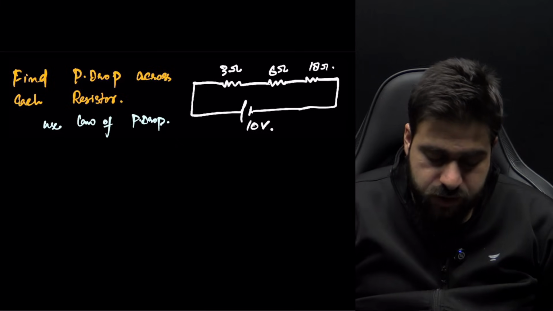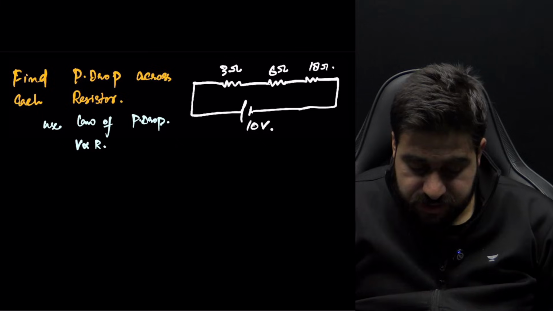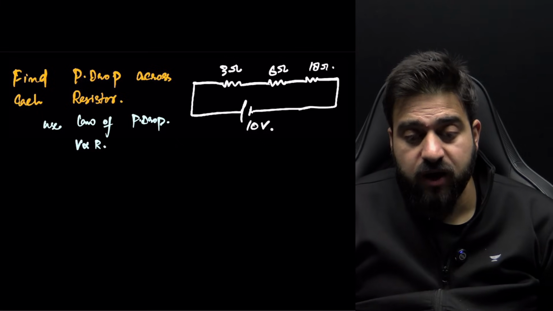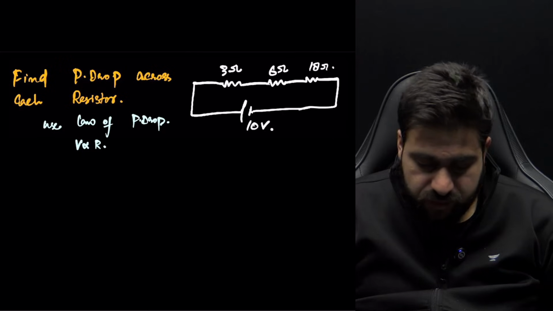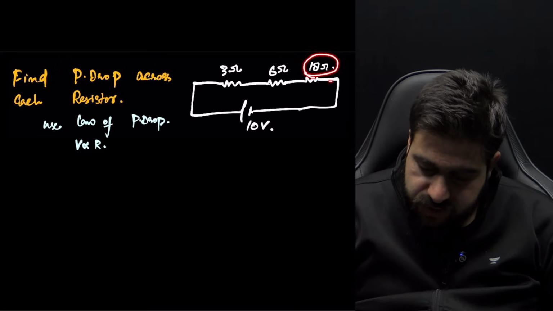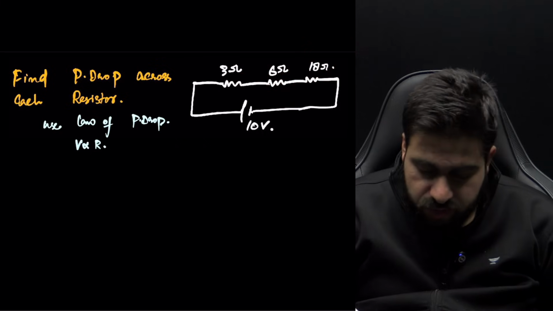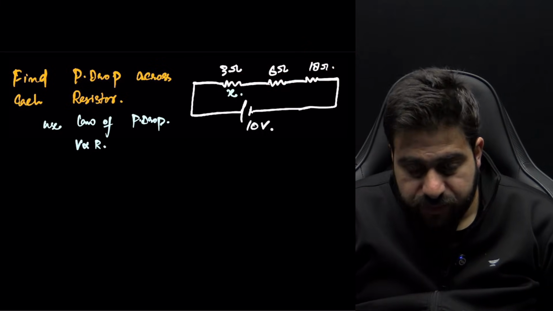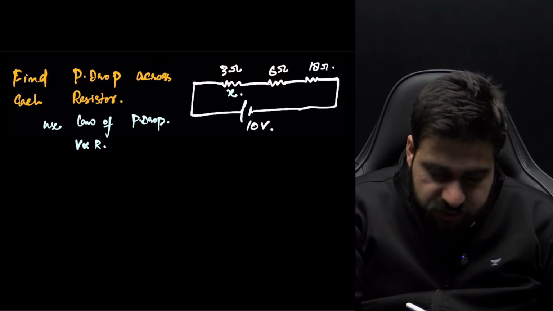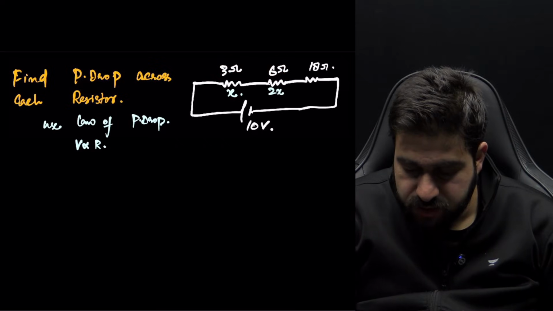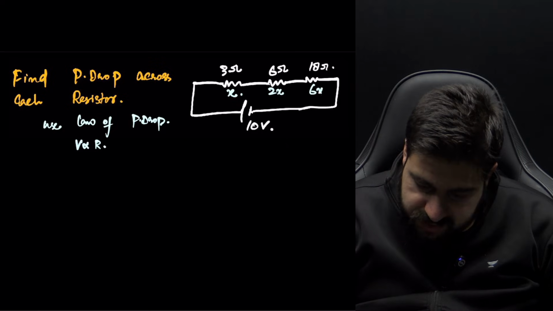What does law of potential drop say? V is directly proportional to R in series combination. The one which has large resistance will have more potential difference. Now, which one is large? This will have large potential difference. This less, this less. The one which has less, assume it X. If this is X, 6 is how many times bigger than 3? 2 times, so it will be 2x. 18 is how many times bigger than 3? 6 times, so it will be 6x.